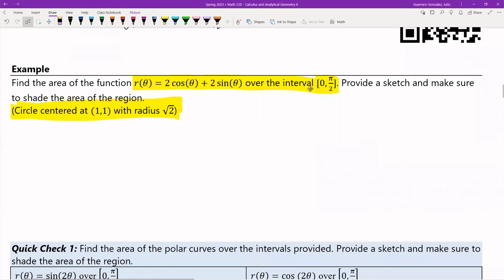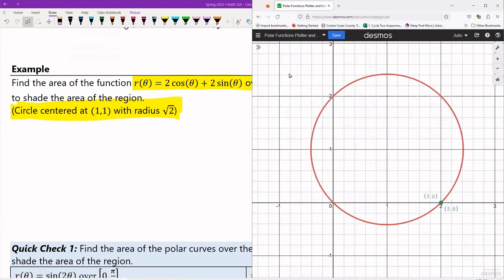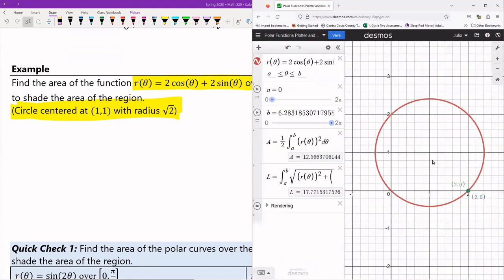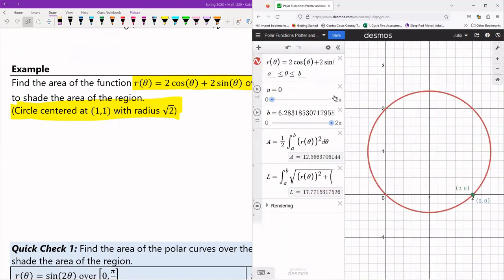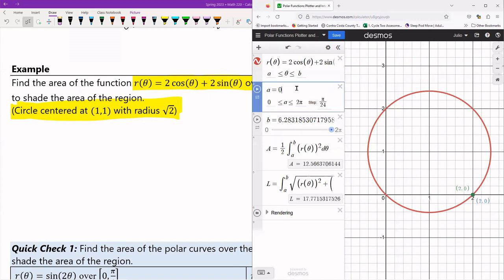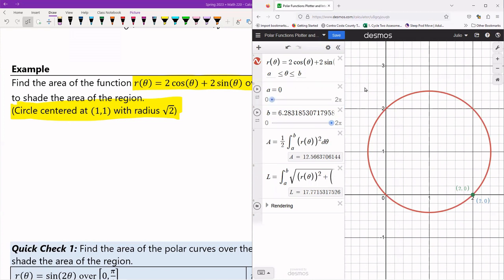All right, so now this question is asking us to find the area of the curve from 0 to 2 pi. This is where the A and the B work out pretty nicely. The A and the B go only from 0 to 2 pi, and it's in steps of pi over 24. It'll look a little sort of rigid. You can make this smaller if you want, but I think 24 is sufficient to prove the point here.